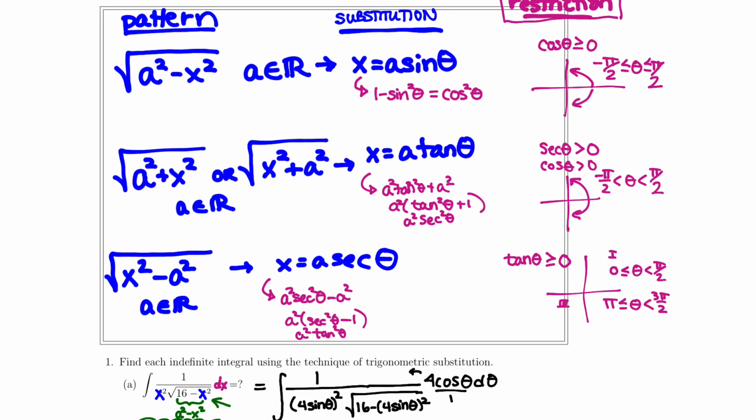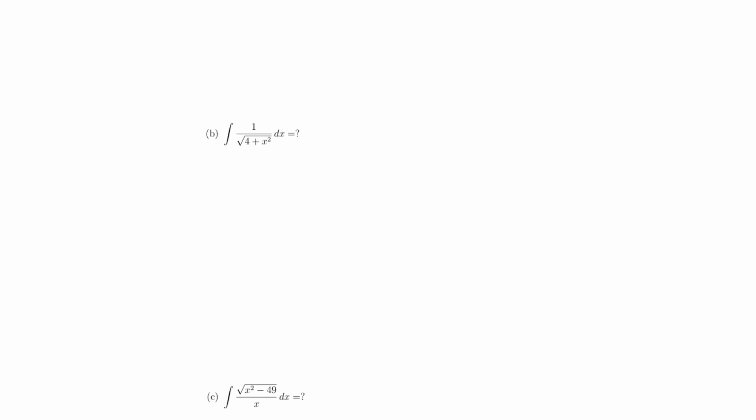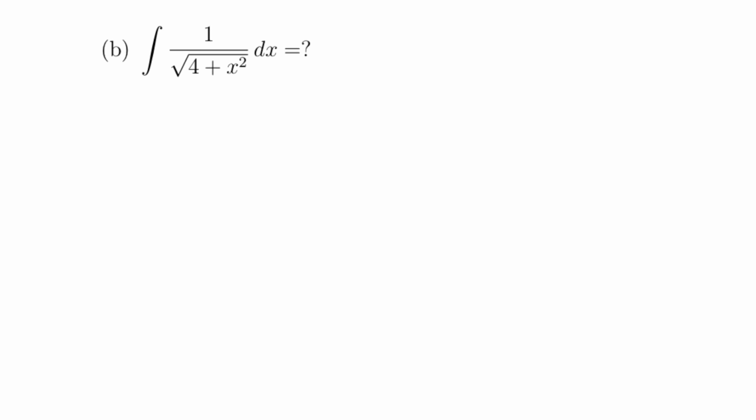Your goal right now is to get this method down and to look for those patterns and see what's happening. Are you ready? Here's your first problem. Antiderivative of 1 over the square root of 4 plus x squared dx.